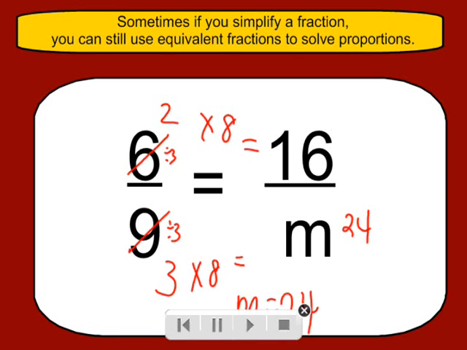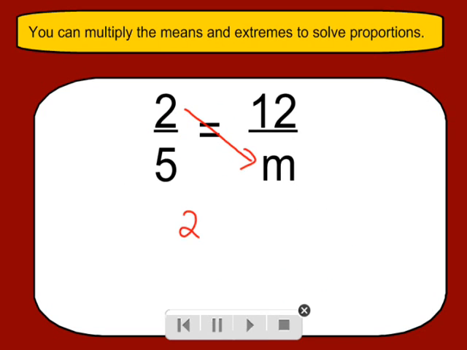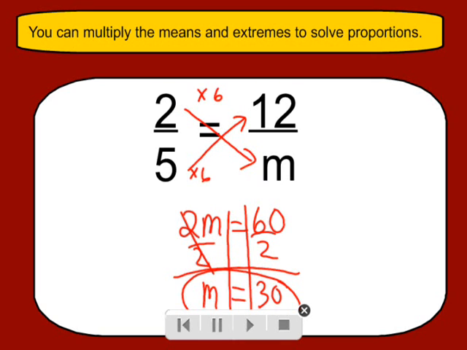Now there are times where that won't work, and you're going to have to cross-multiply. So here's how that would work. If you multiply the means and extremes, you do 2 times m is 2m, and 5 times 12 is 60. Now you have a nice easy one-step equation. Divide each side by 2, so your missing term would be 30. And these don't always come out to whole numbers, and you can represent your answer as a decimal or as a mixed number or a fraction.